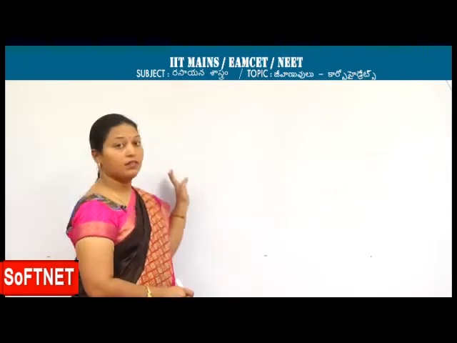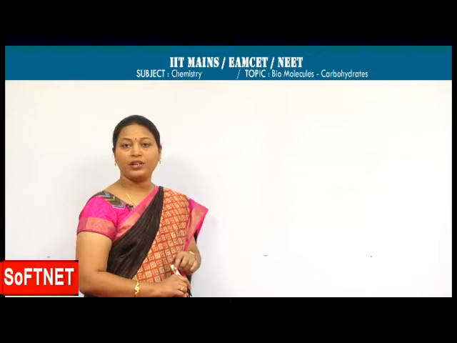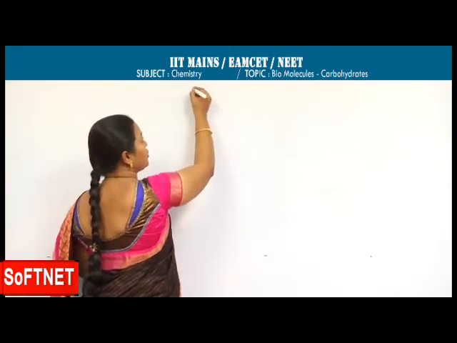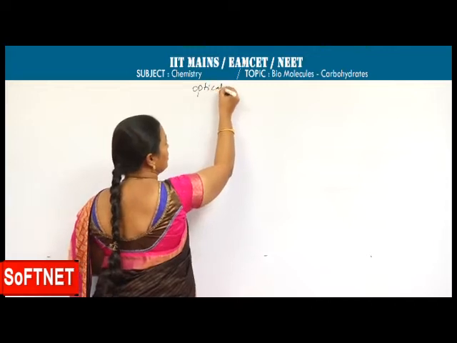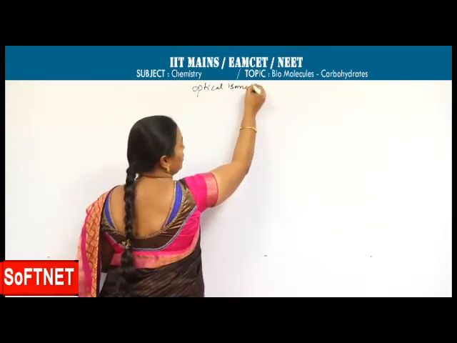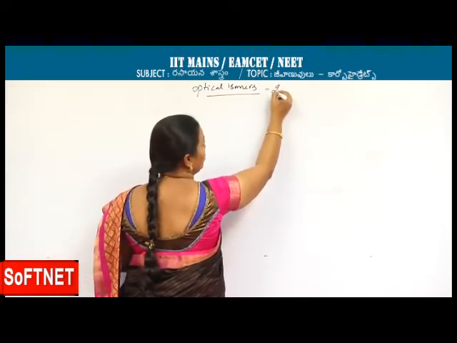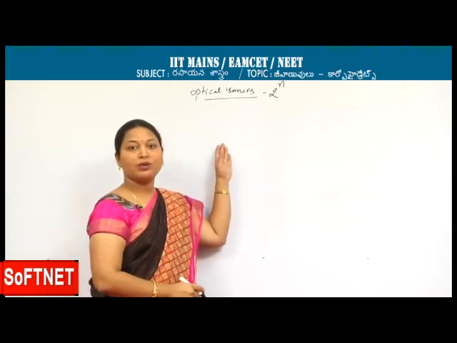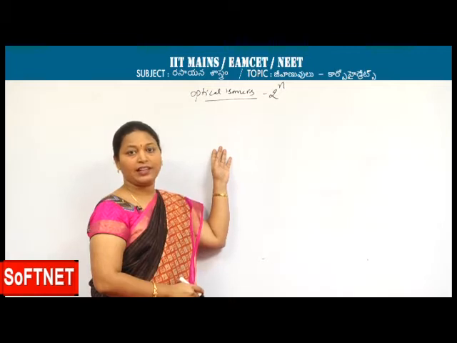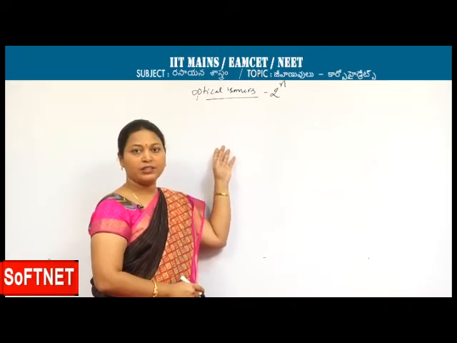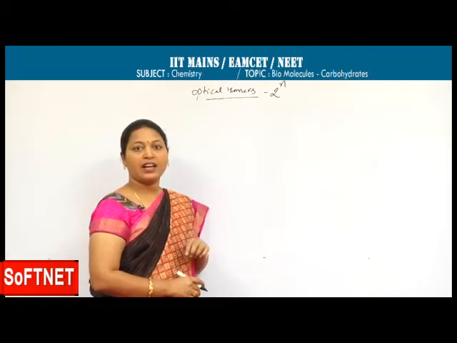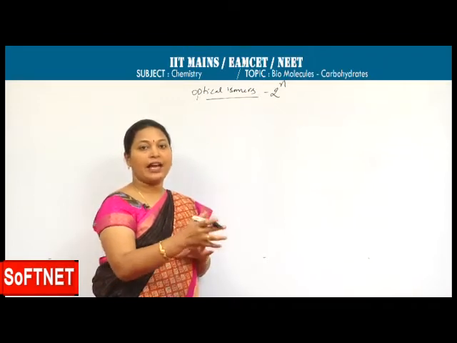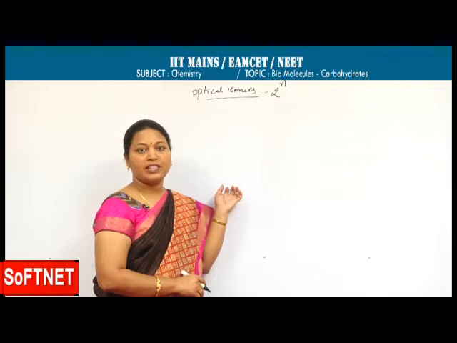Another aspect in this is the existence of optical isomers in these carbohydrates. The formula is 2 to the power n. N is nothing but the number of asymmetric carbons or chiral carbons. One should know that an asymmetric carbon is a carbon in which all the elements of symmetry are absent.